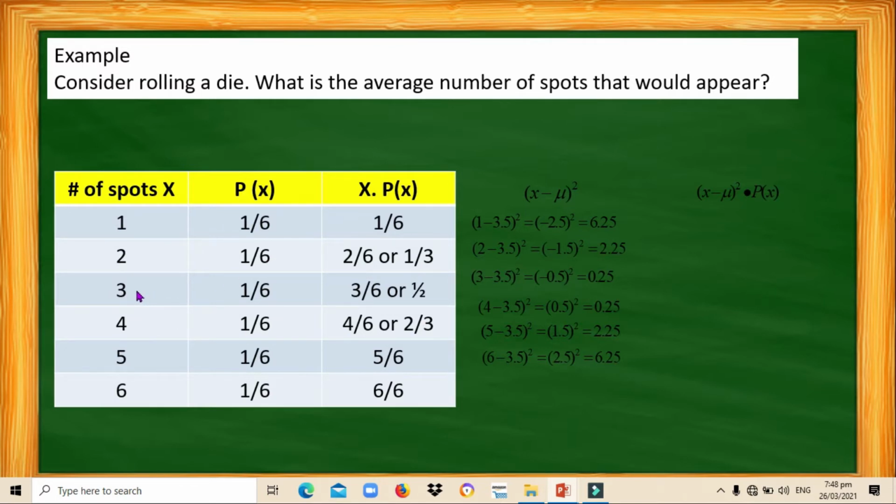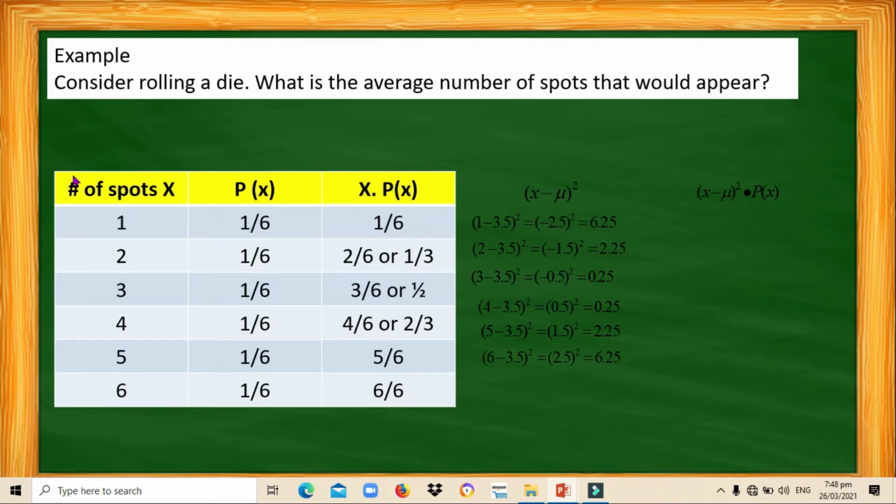The third spot is 3, and the probability is 1 over 6. Then the fourth spot is 4, the probability is 1 over 6. The fifth spot is 5, then the probability is 1 over 6. Then the sixth spot is 6, and the probability is 1 over 6.